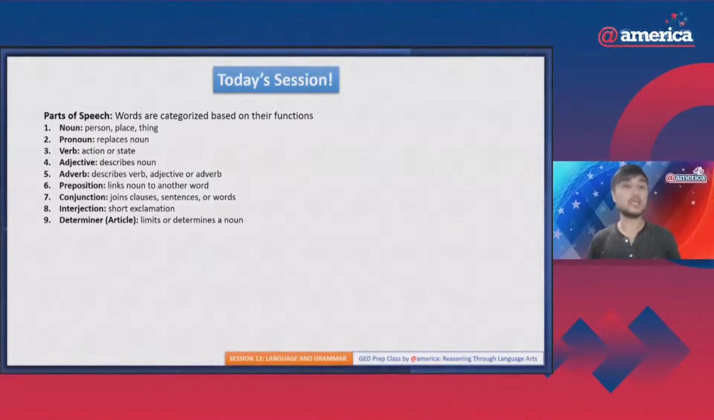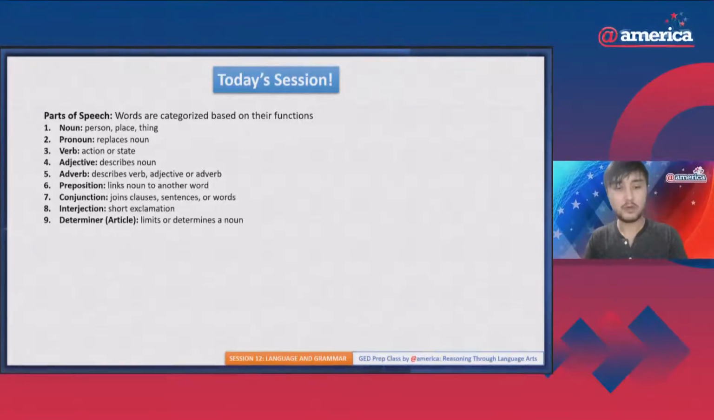Now, today's session is the continuation of the previous session, and as you know, this is again language and grammar. We know how to read nonfiction, we know how to analyze them, we know how to read fiction text, we know what fiction text consists of. So we know everything about those things, and now it's time to focus on the grammar side of the English language.